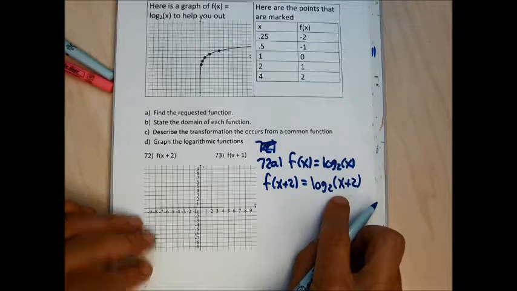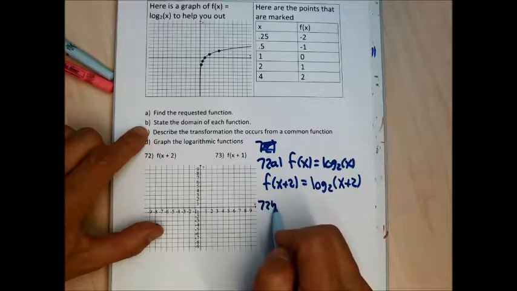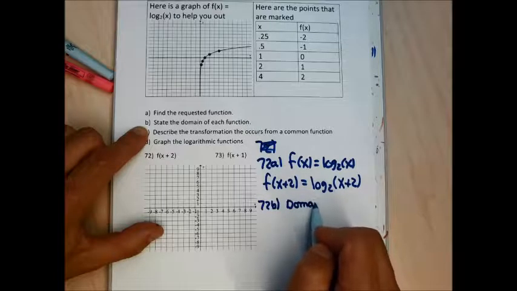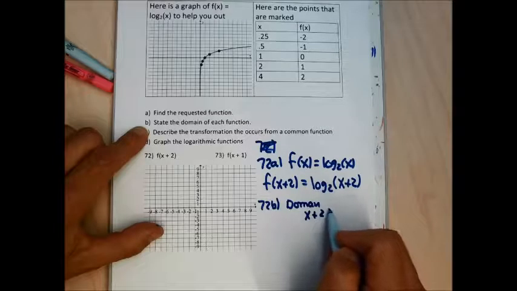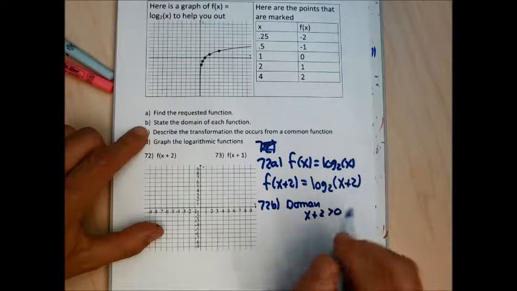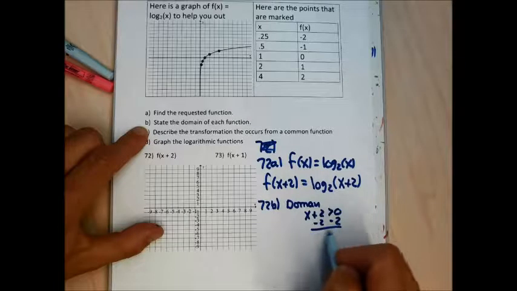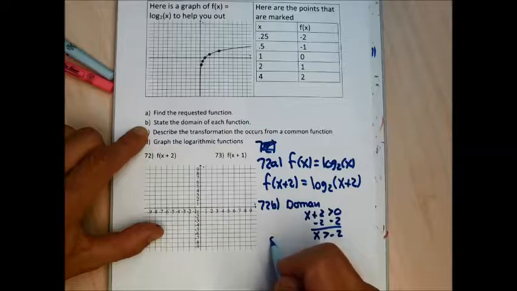That's fine. Now to state the domain. To do 72b, to find the domain of a logarithm, you take the argument and you set it greater than 0. So for this problem, the function is log base 2 of x plus 2. To find its domain, I'm going to set x plus 2 greater than 0 and get x is greater than negative 2. This would be a completely okay answer for part 72b.